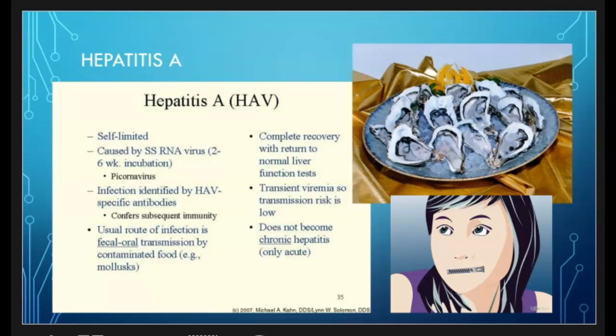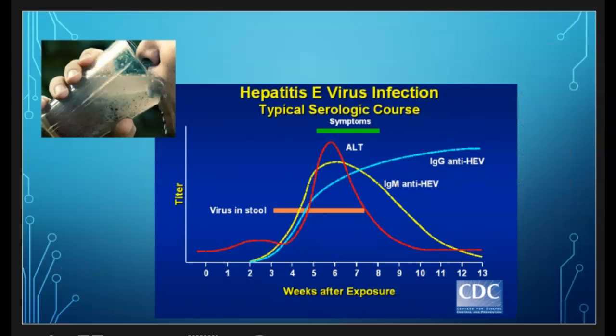It is diagnosed by the presence of IgM antibodies to hepatitis A virus by EIA. So anti-HAV IgG persists for life post-infection. So that's what gives you immunity, the IgG that lasts the rest of your life.